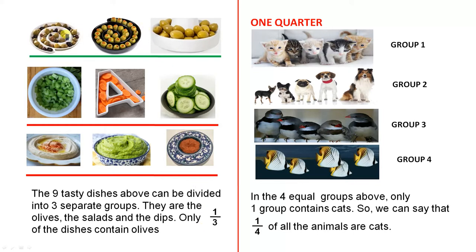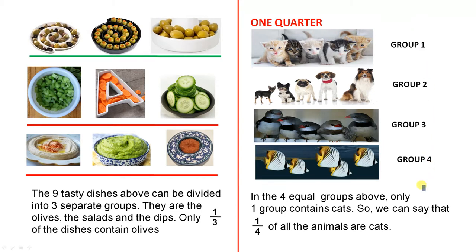As you can see, each group has the same number of dishes, and here are the olives. So that is the only group which contains olives, which is 1 out of the 3 groups. And that's why we say that 1/3 of the dishes contain olives. Let's look at 1/4.